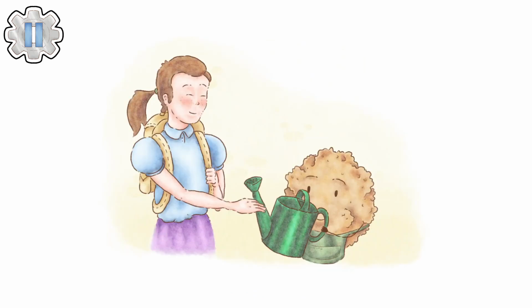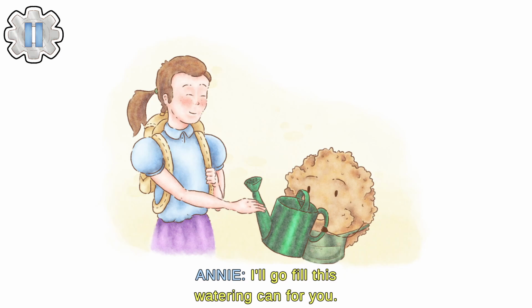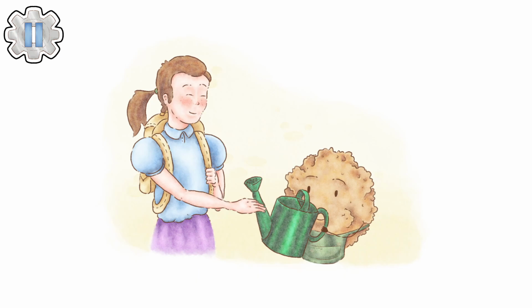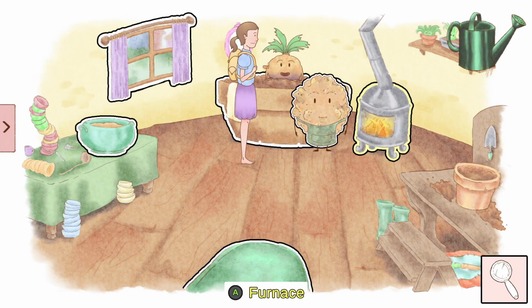All right. The cook hands Annie a dark green watering can. Why, thank you. I was trying to remember where the water thing was. The watering can is empty. Added to backpack. Okay, so now we need to go.